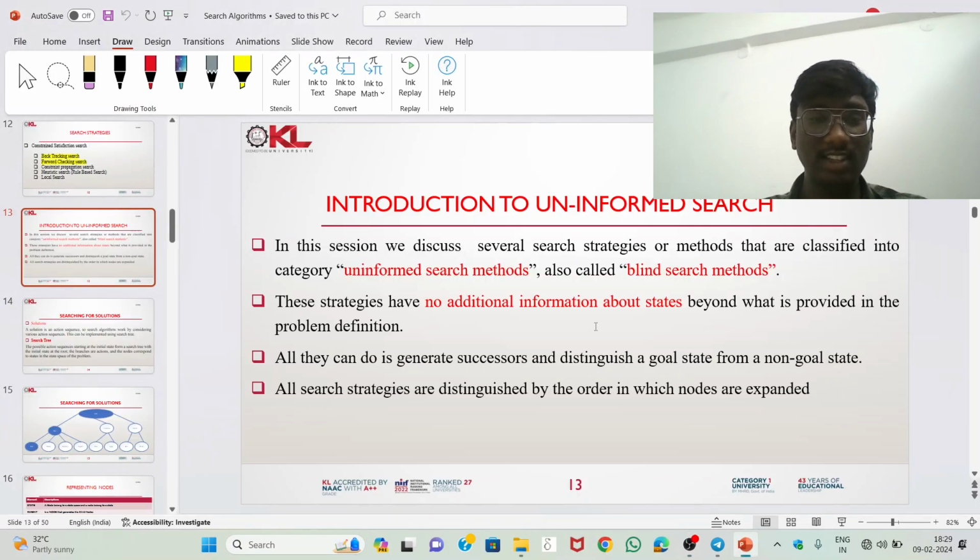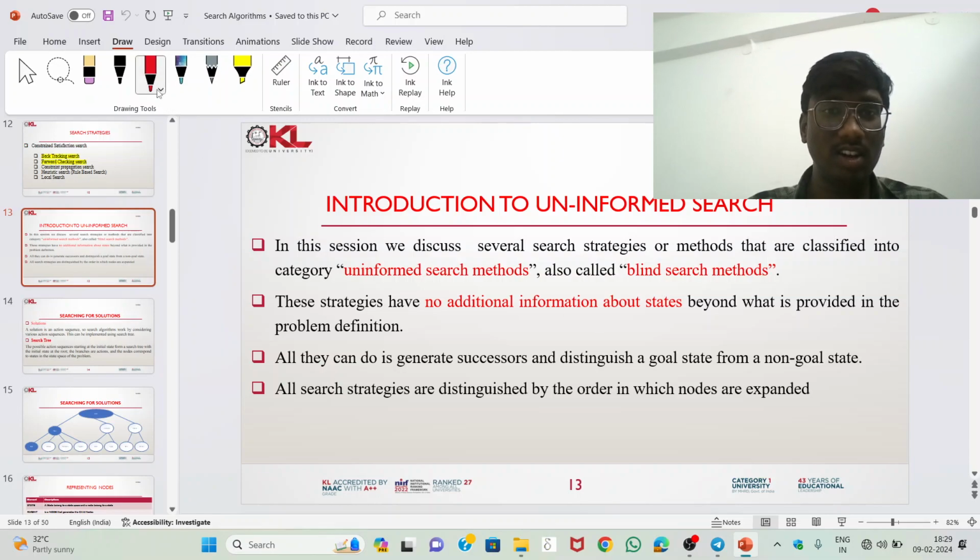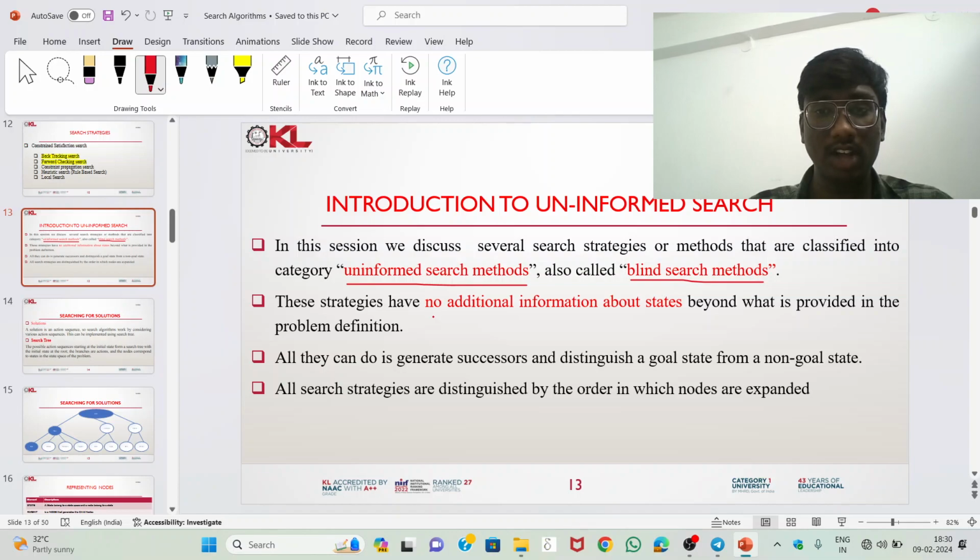Hi guys, let us discuss the uninformed search. Generally, many people call this uniform search, but it is not uniform search, it is called uninformed search. In this session, we discuss several strategies or methods that are classified into the category called uninformed search methods, also called blind search methods. These strategies have no additional information about states beyond what is provided in the problem definition. So they are called blind search methods.